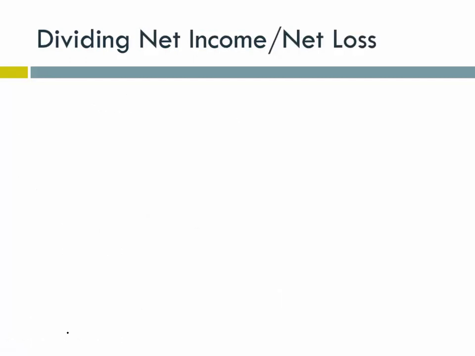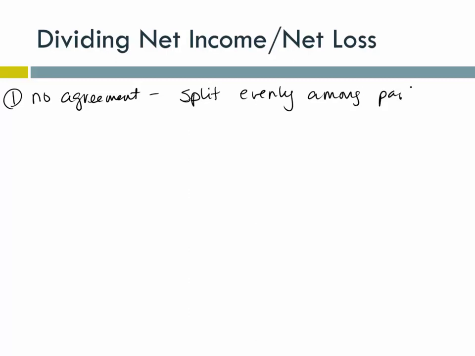The next thing we have to know is how to divide the net income or the net loss. And this, if there's no partnership agreement, if they did not come to an agreement at the beginning about how this is going to be shared, then the net income or the net loss is just split evenly among the partners. Most of the time, though, hopefully they will have an agreement, and this can be divided up in a number of ways.